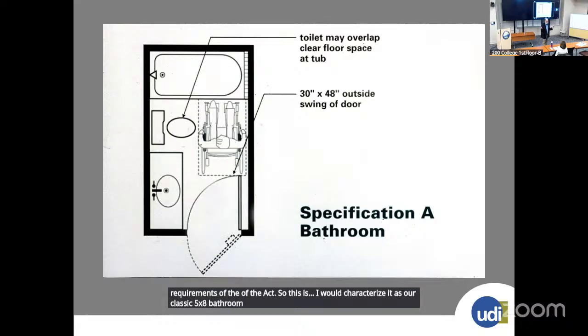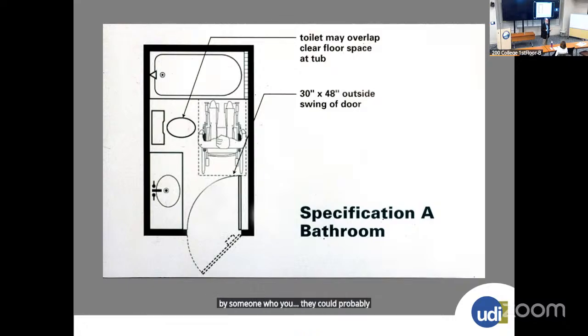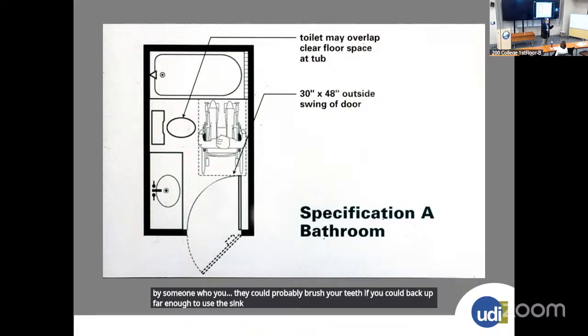Many of us grew up with these, many of us may have these in our homes. We have one of them, and it is, as you can see here, completely unusable by someone who uses a wheelchair. You could probably brush your teeth if you could back up far enough to use the sink. If you had the door swinging out, it might be easier, right? You don't have that door swing.